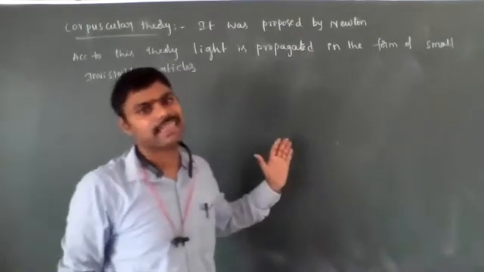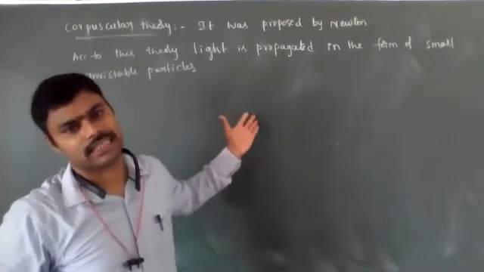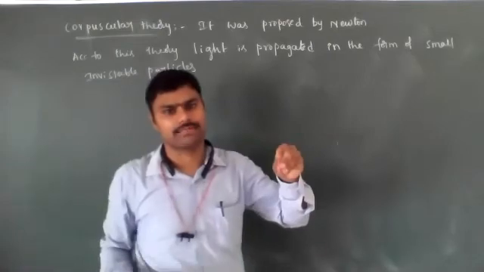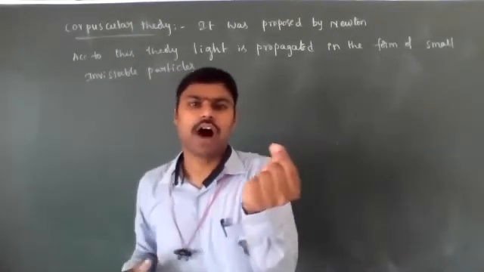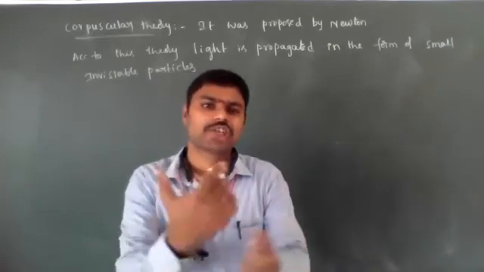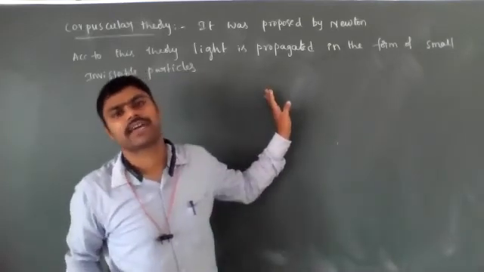This corpuscular theory is insignificant, meaning we don't consider it correct, because light radiation mostly travels in a continuous form only. Small invisible particles would mean a discontinuous pattern. So that's why this theory is insignificant.